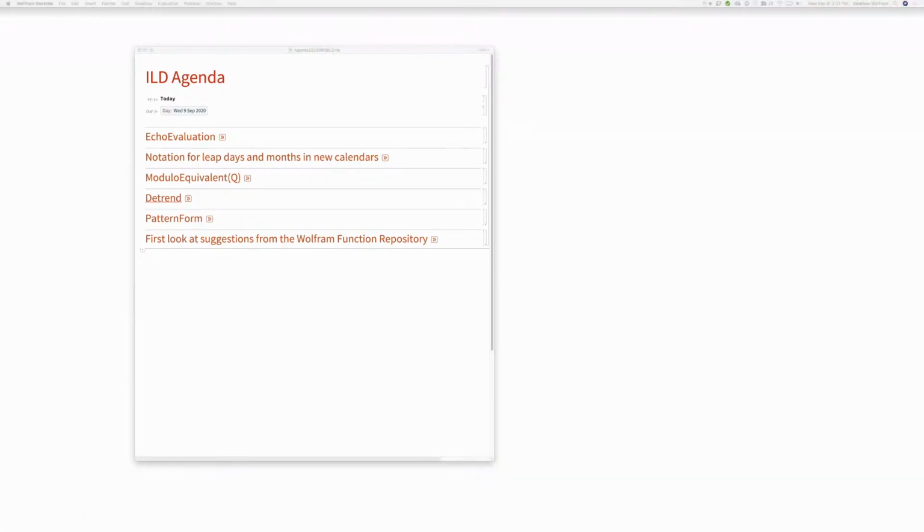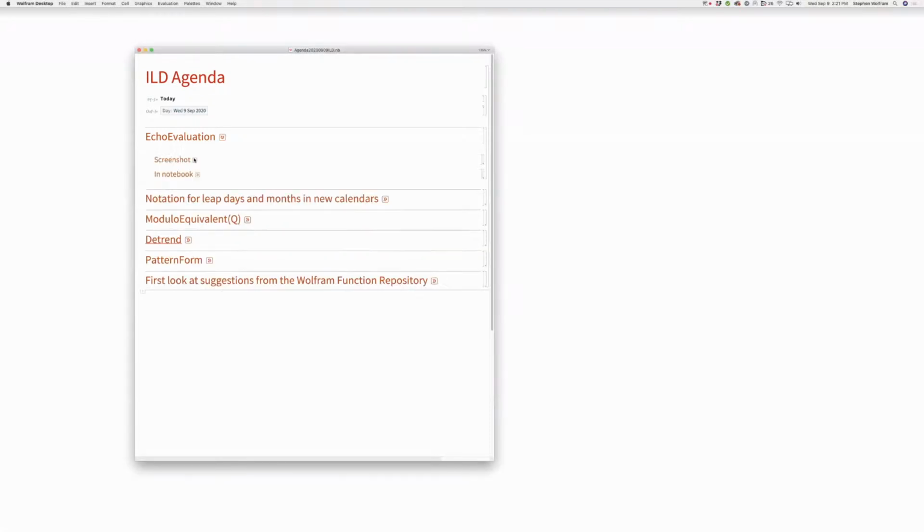Okay, we are here to talk about incremental language development, and we've got a few functions we're going to look at here. EchoEvaluation. Okay, so this is the new design, another iteration of this design, is that correct? Yes.